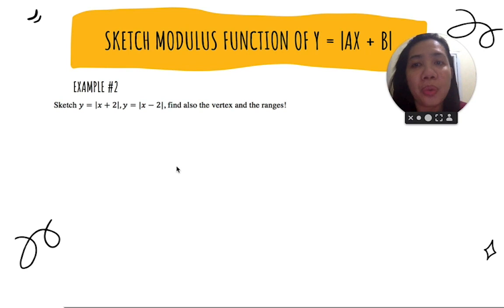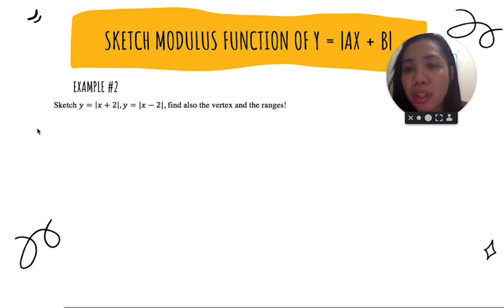Okay, in this video, we're going to continue looking at examples of sketching modulus functions of y equals the absolute value of ax plus b. This is the second example. Sketch y equals the absolute value of x plus 2, and then also sketch y equals the absolute value of x minus 2. Find also the vertex and the ranges.